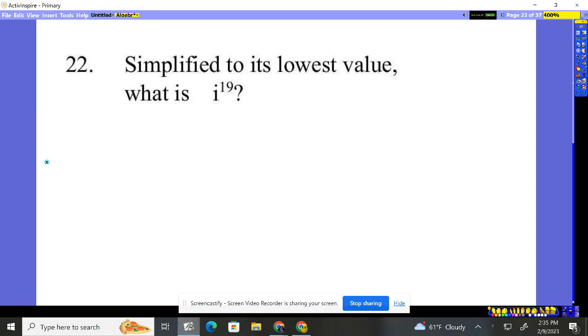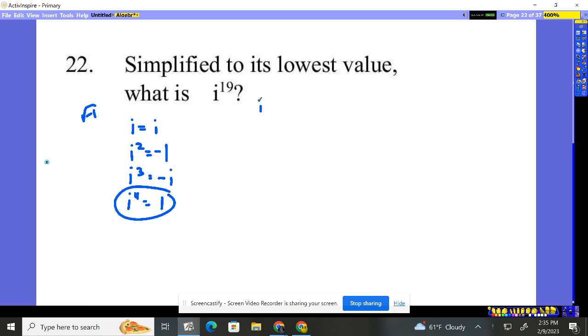Number 22, simplify to its lowest value what is i to the 19th. Well, if you remember, if you have just a single i, that's worth i, which is really the square root of -1. If I have i squared, what is that worth? Well, i squared is worth -1. i cubed is worth a negative i, and i to the fourth is worth 1. And that's the key, i to the fourth being worth 1.